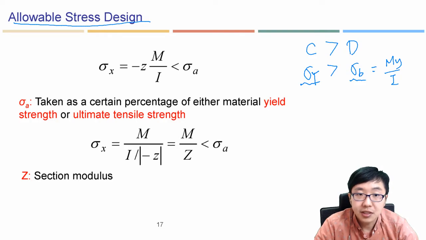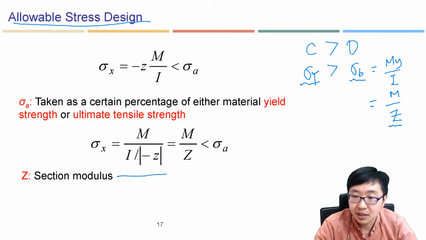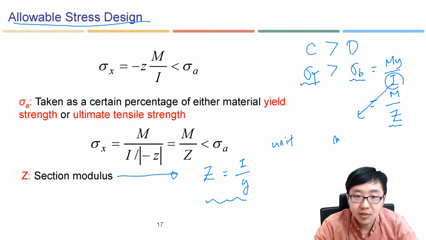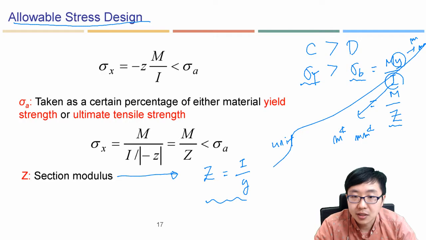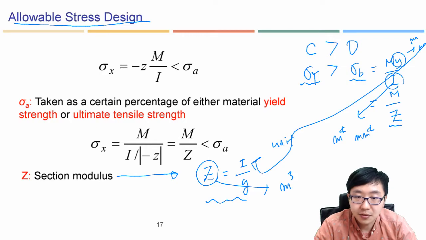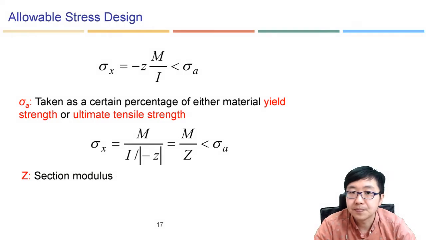Okay, and here we can simplify it further. It's like M over Z. This Z here, the section modulus, is I over y. So what will be the unit? In the case of I, this is meter to the 4 or millimeter to the 4, and y is a distance, meter or millimeter. So here, the Z unit should be meter cubed or millimeter cubed. This is for your information.